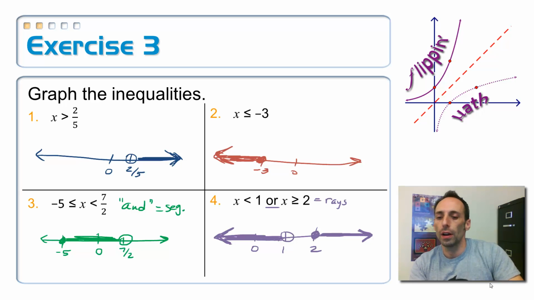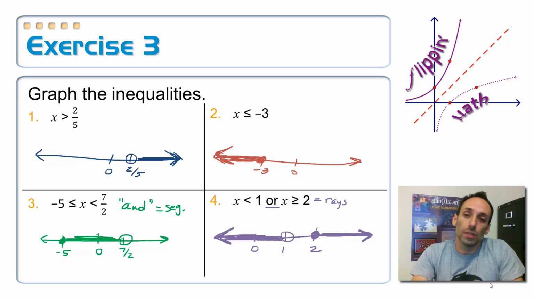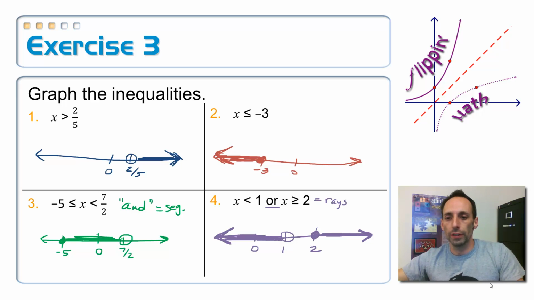Number three, -5 is less than or equal to x, which is less than 7/2. That's how I'd read that. And, well, it's an and. Ands look like segments. So I color in the first one, the -5, on the number line because it's equal to. Open circle around the other number, the bigger number, 7/2, because there's no equal to sign. Color it in between there.